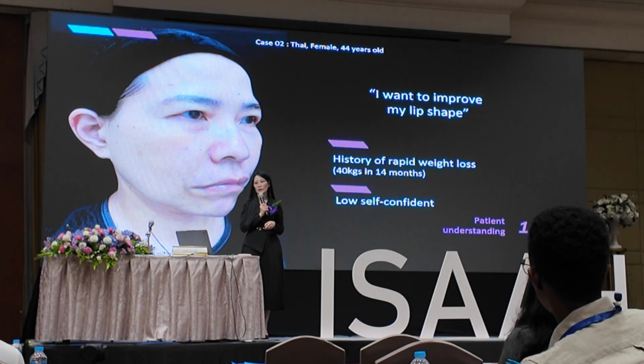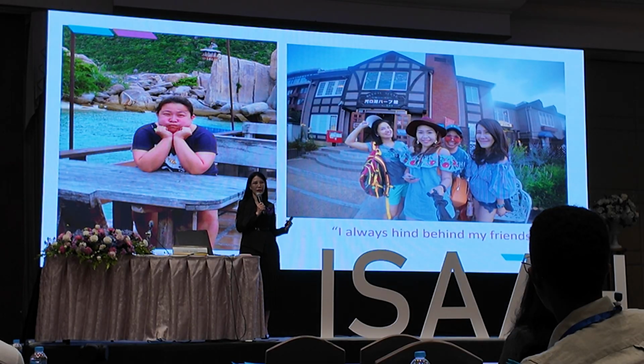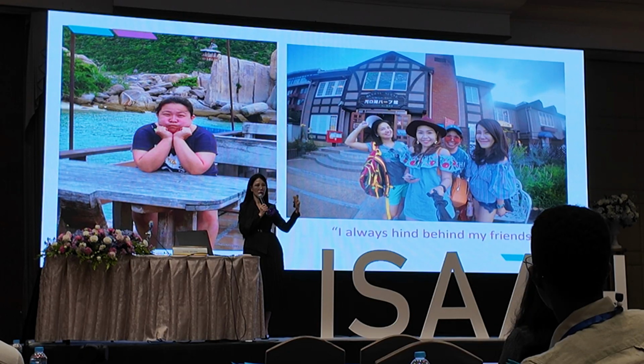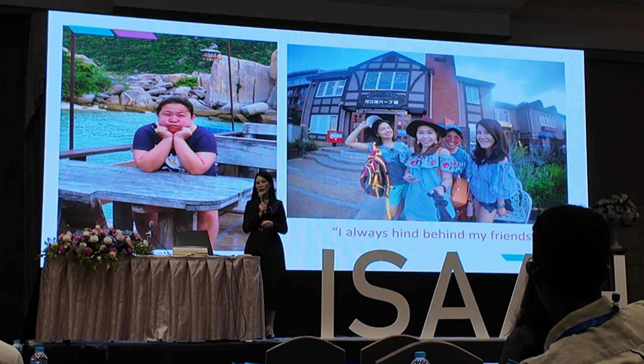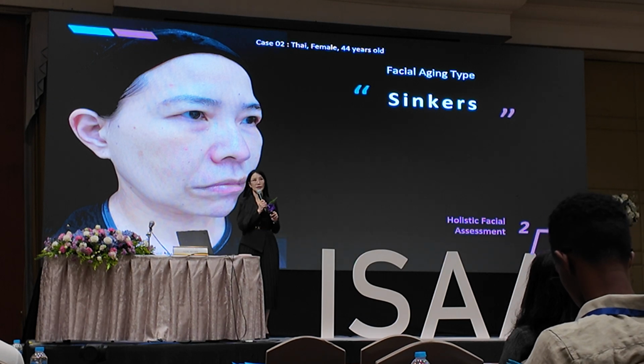And she has low self-confidence. She said that she's always been shabby. Her weight had increased to about 100 kilos in this picture. So when she took a picture, she always hid behind her friend. In this case, she is a single type, not like the first one.